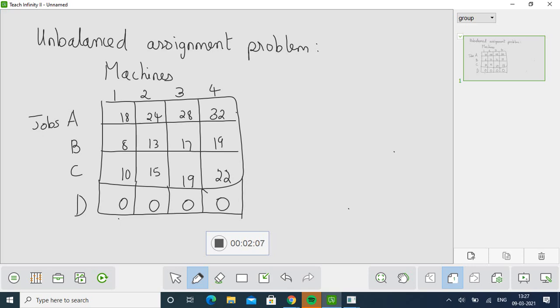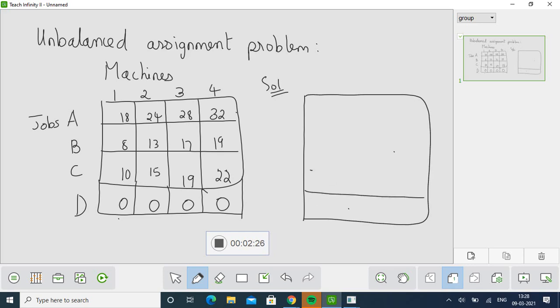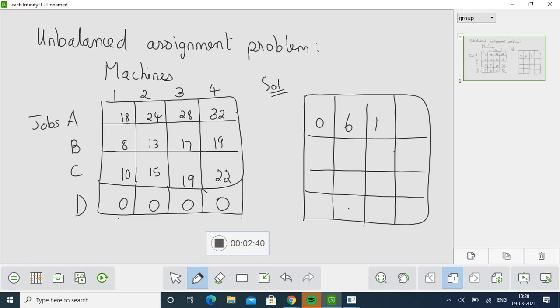Now what should I do in my first solution? This is my first table. From every row, I have to choose the smallest number and subtract it from all other numbers. I will have a 4 cross 4 matrix. The smallest number in the first row is 18. 18 minus 18 is 0, 24 minus 18 is 6, 28 minus 18 is 10, then 32 minus 18 is 14.